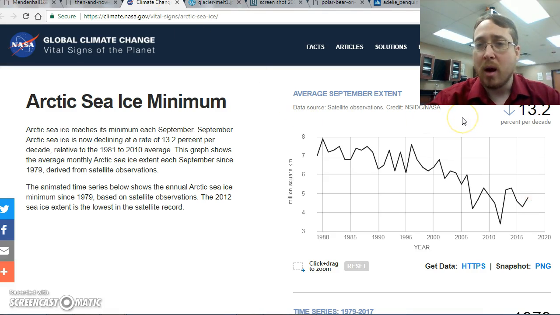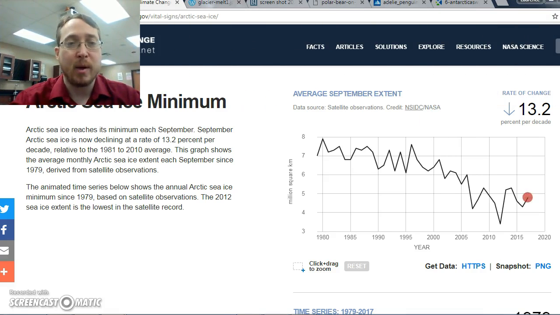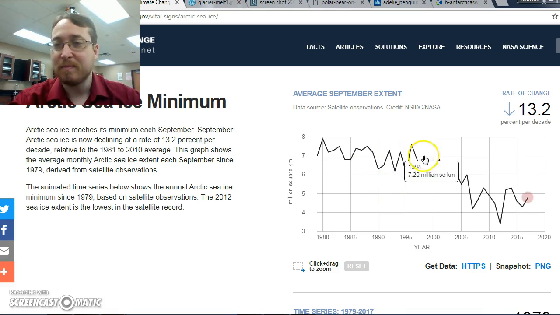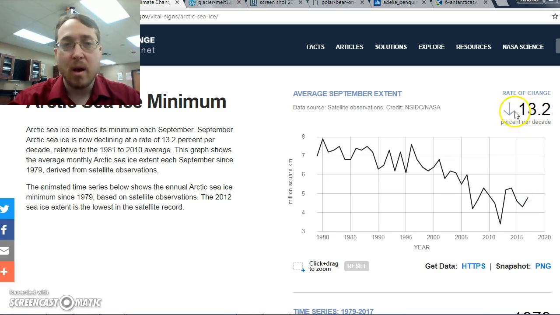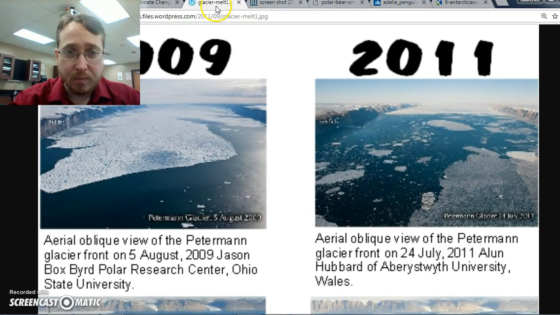NASA, unlike the historians who are using pictures, is straight up using their satellites to take images of the ground and compare and take measurements. And so they are also finding out information about climate change, or about sea level, ice reduction. And they found that 13% of our ice is melting every 10 years.